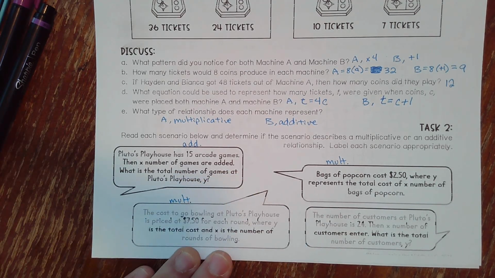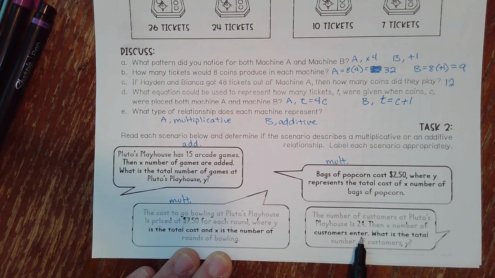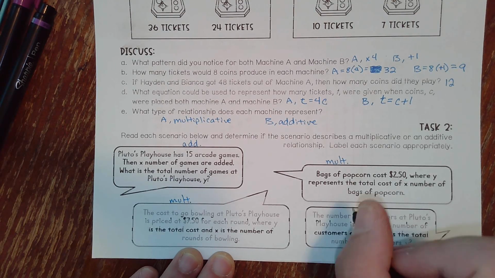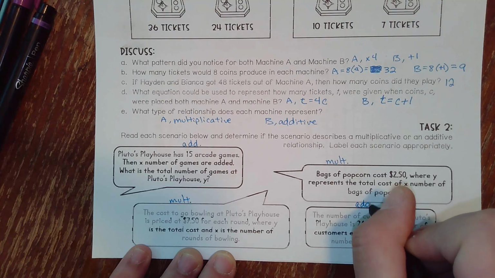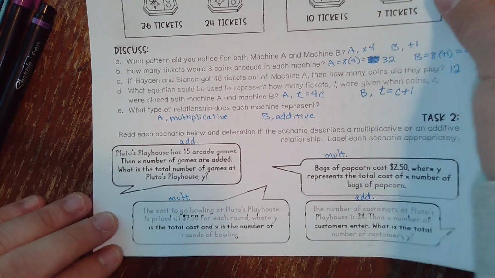If I go to this very last one, the number of customers at Pluto's Playhouse is 24. Then X number of customers enter. What is the total amount? So they're basically saying there's 24 people in this Pluto's Playhouse. Then X number comes in. In order to find that total amount, in this particular case, you would have to combine. When you combine, you are adding. Therefore, this one is going to be additive as well. All right, let's keep going. Go to the next page.